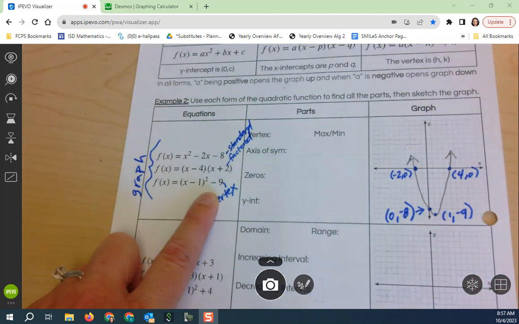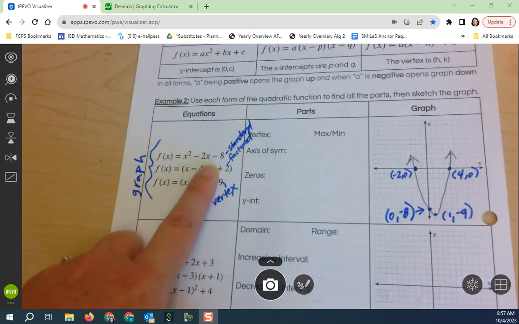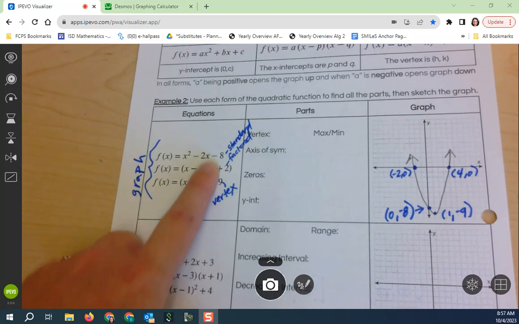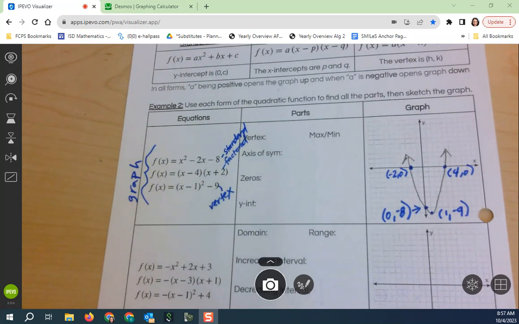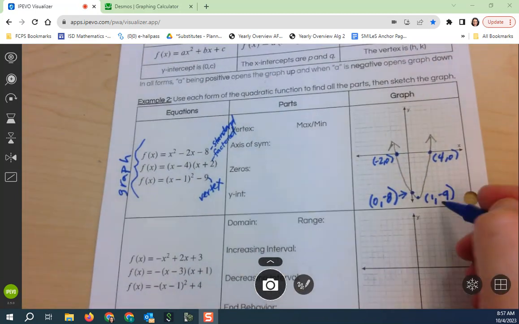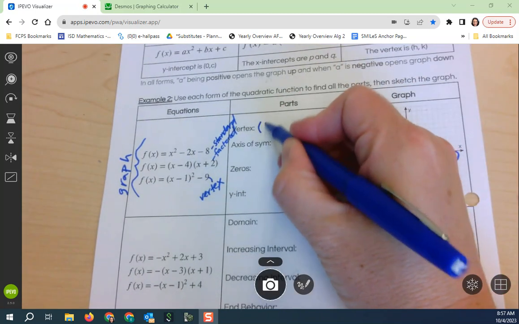On your homework, it will ask you, which format would you like me to show you the equation in? And if, for example, the question's asking about the vertex, you might want to ask for vertex form. Okay? It's up to you. All right, so we're going to name these parts now. We said the vertex was this one, the 1, negative 9.